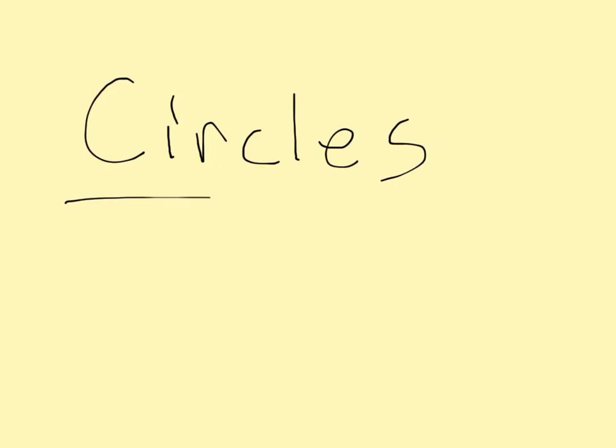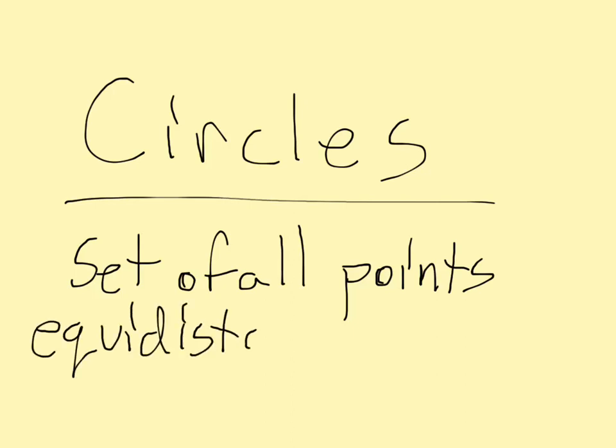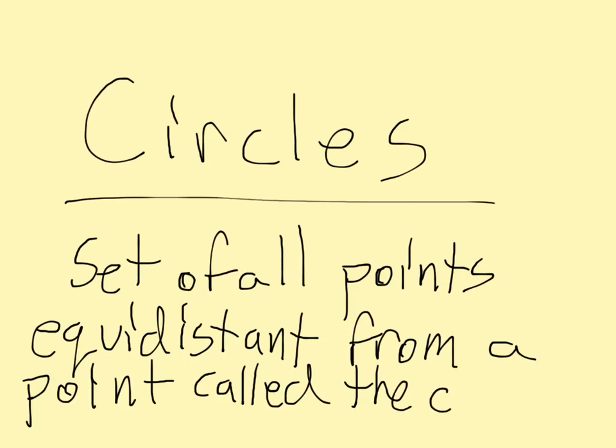We're going to talk about circles. And circles are defined as the set of all points equidistant from a point called the center. So, a circle is a set of all points equidistant from a point called the center. This equidistant just means that they are all the same distance.